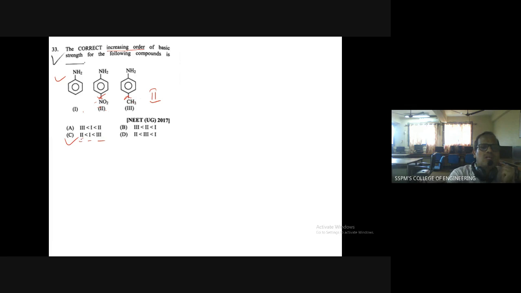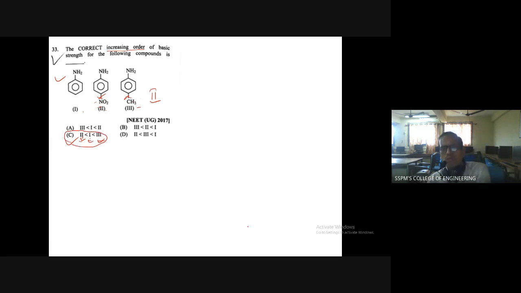So that is first, least basic. So compound 1 is more basic than compound 2. Means this aniline is more basic than nitroaniline. And compound 3, that is 4-methyl aniline, paratoluidine. 4-methyl aniline is paratoluidine. So this compound is highly basic, the highest in this sequence. So increasing order will be this. Least basic is compound 2, then compound number 1 and compound number 3. So answer will be C.